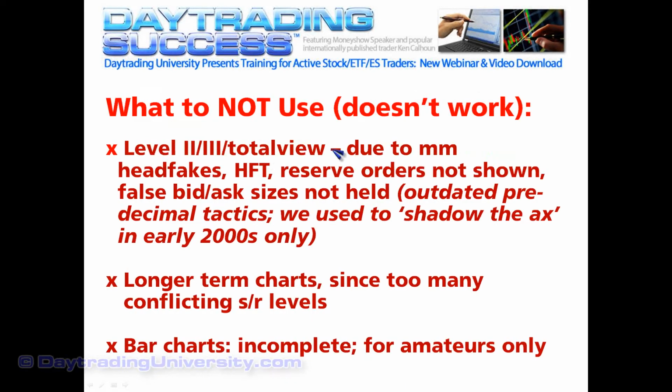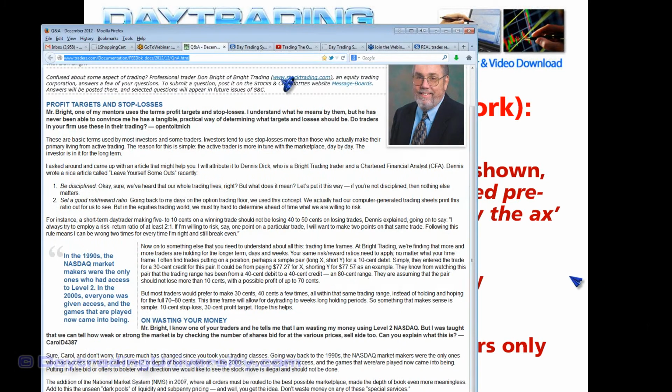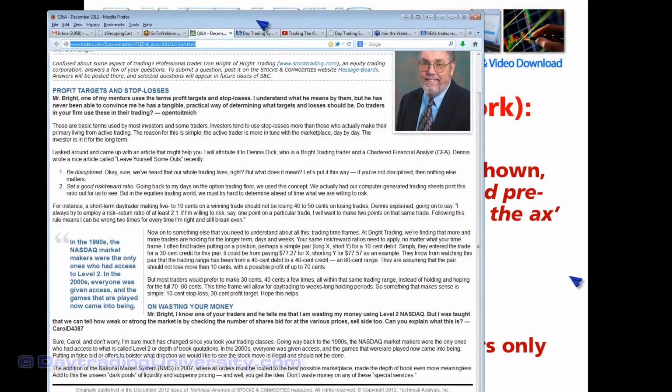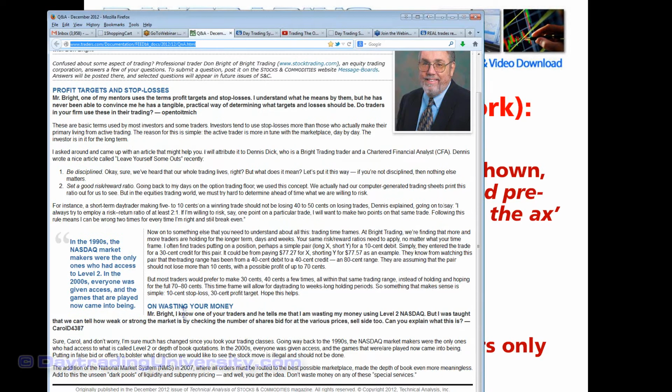Now what not to use, what doesn't work, is level 2 or 3 or total view, and that's because of market maker head fakes, that's outdated. We used to shadow the axe back in the early 2000s, but as most of the professional community, even my colleague Don Bright here at Stocks and Commodities Magazine says, this was last year, Don Bright's one of the top experts in direct access trading, DAT trading. He's one of the old school, most famous, best known, best respected guys. He runs Bright.